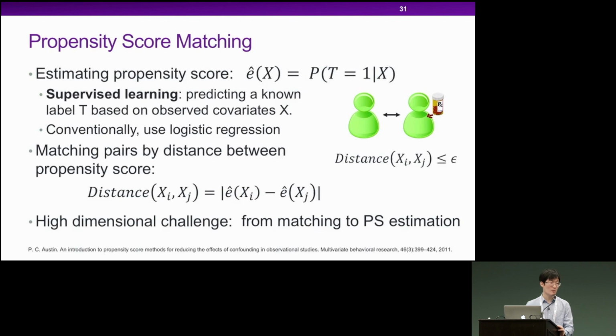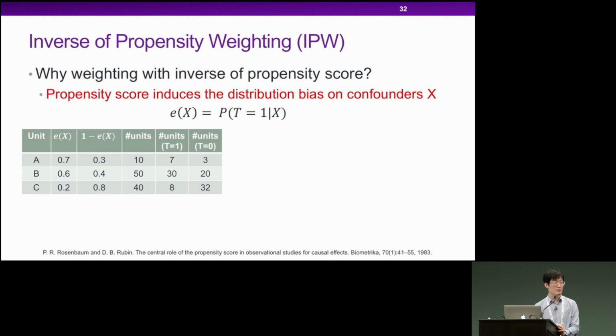In propensity score matching, and matching methods in general, this is a hard way to deal with the problem. The inverse propensity weighting method was proposed to do it in a soft way. We don't do sample selection; we do sample weighting. We assign different weights to different samples so that their X distribution can be balanced. Why do we need to weight with the inverse of the propensity score? The reason is that the propensity score induces the distribution bias on confounders.